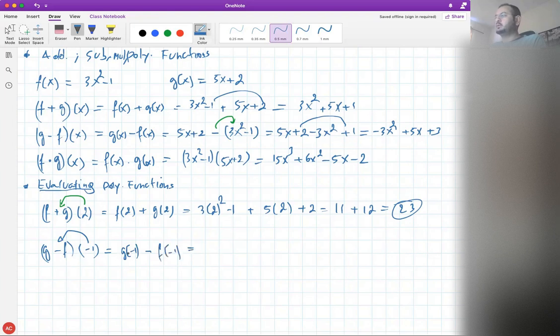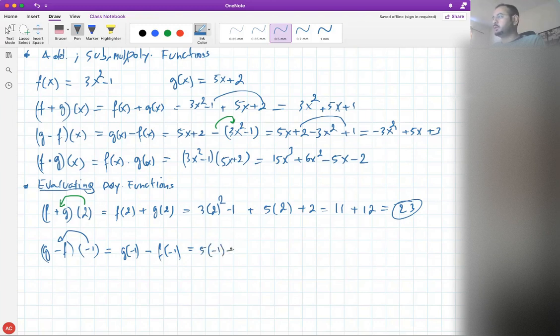Professor, is it okay if we first subtract the functions and then plug in the value? You may do that. That's fine. Or you can just evaluate right away. That's fine too. So g of -1: -1 goes into g. Make sure you use the right function. g is here, so it's going to be 5.